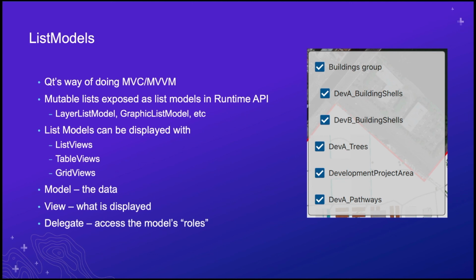On the right side of the screen here, you'll see a layer list, and this includes some group layers. So you'll see we've got buildings group at the top. This is a group layer. And then we've got two sublayers underneath that, dev A and dev B building shells. And then several additional layers. The list view is the entire component that you're looking at. But each individual component with the checkbox and the text next to it, that's the delegate that's getting displayed.